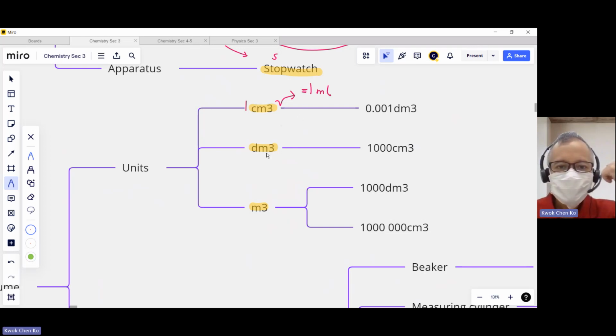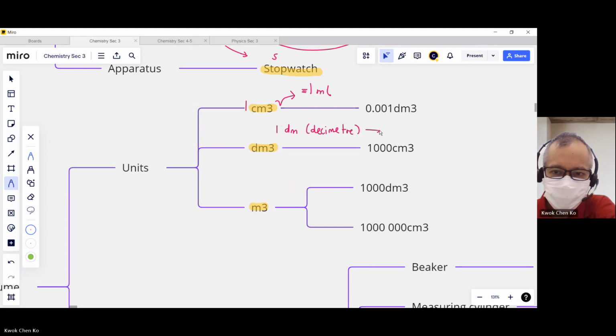Now, this dm cube you may not have used previously, but I can assure you that this is definitely coming up. This is definitely used for upper sec chemistry. Before I go to dm cube, let's look at one dm. What is dm? Well, dm stands for decimeter. And even though this will not be asked in chemistry, it helps you to understand how dm cube comes about.